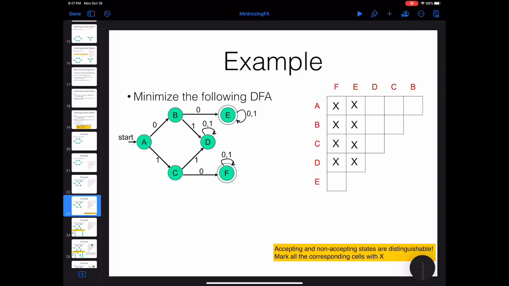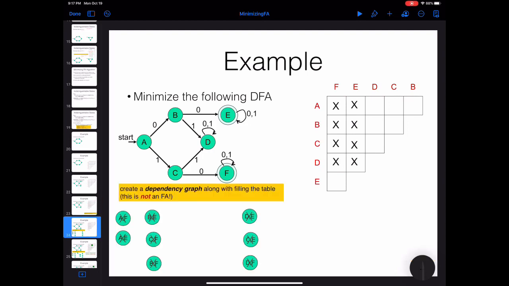Then I will start from the first row, from left to right, check each cell one by one, and see if they are equivalent or not. And I will check all the possible transitions. Here, the alphabet is 0, 1. So for each state, I have to check two different transitions.